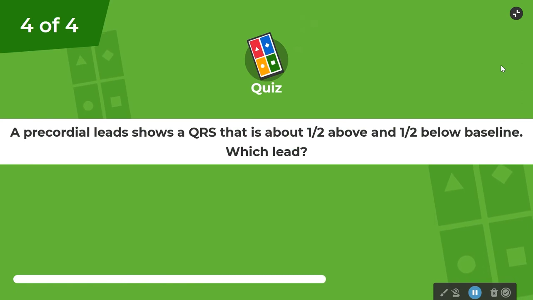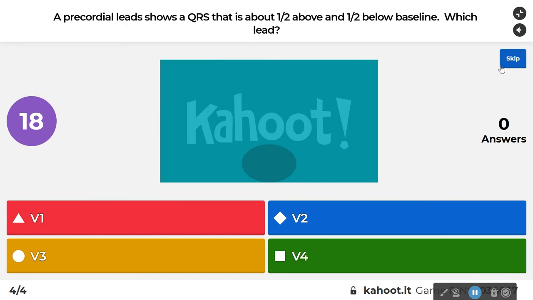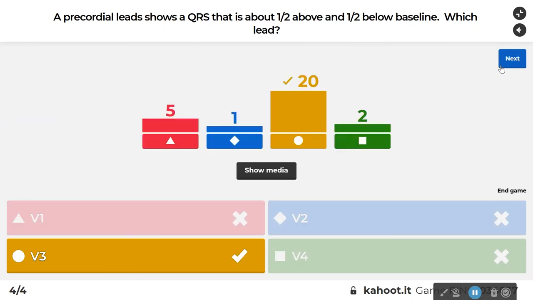All right. A precordial lead shows a QRS that's about a half above and a half below the baseline. So which lead is this likely to be? In other words, which is the most balanced of the 1, 2, 3, or 4? You can go back and look at the pictures if you need to. Like that, right? That's balanced. In other words, if this is the line and part of the QRS is about half and half, that's balanced. As opposed to if this is your line and that's your tracing, this is significantly positive deflected, right? And there again, V3 is the most balanced of the leads because it sits in line with the heart's electrical vector.